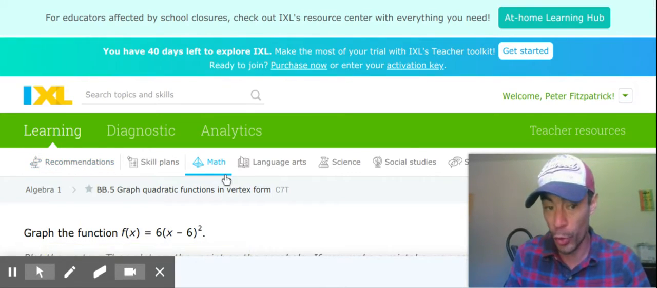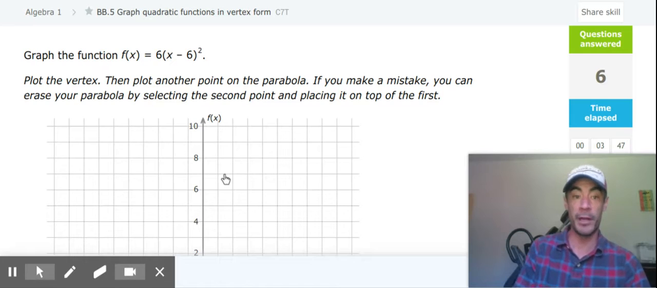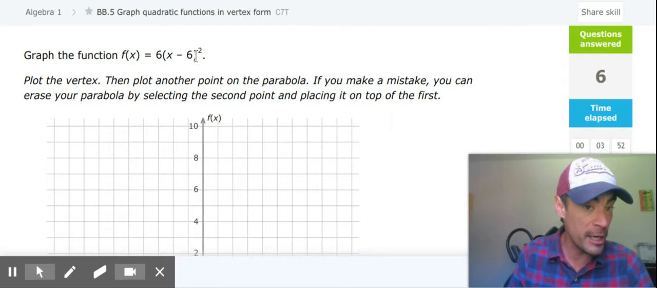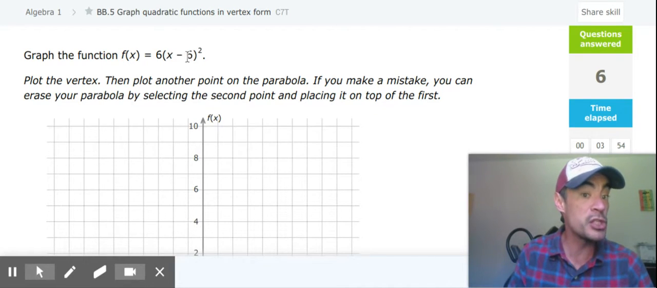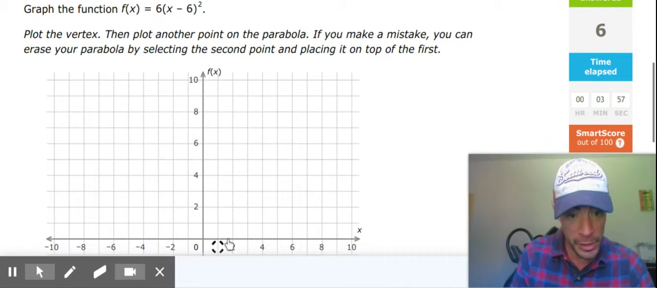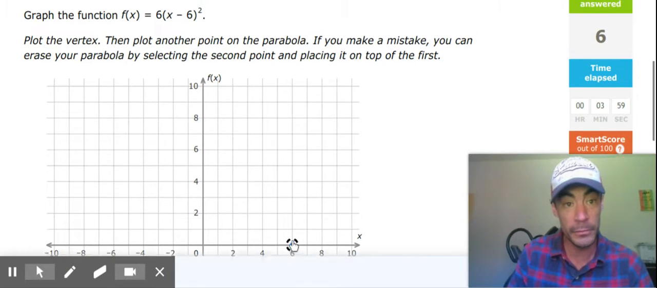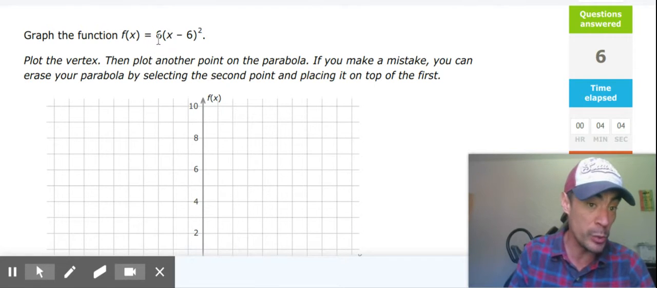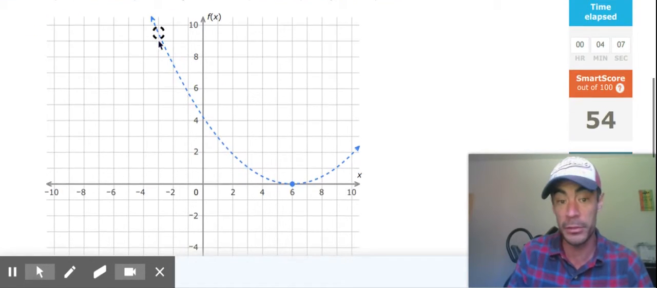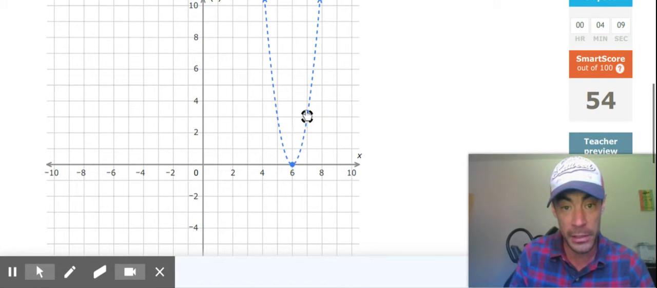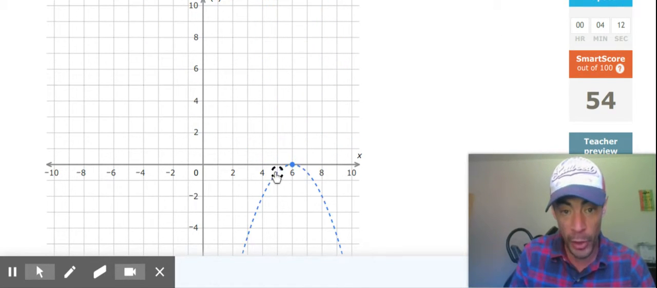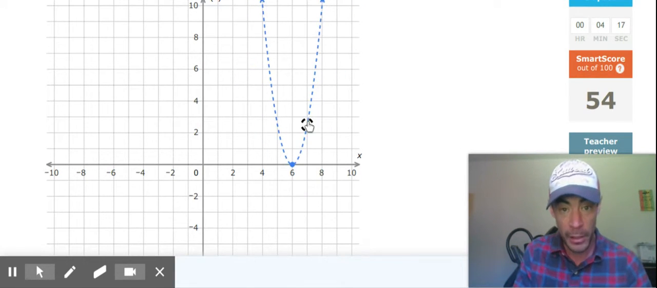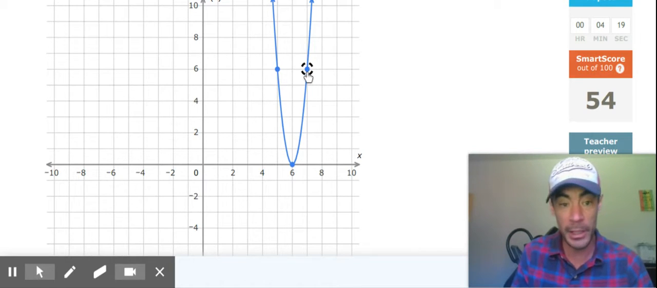Okay, I want one where they do a horizontal translation, and here we go. We finally have one. X minus h tells me that the h value is a positive 6. This translates the vertex 6 to the right. And there's also a positive 6 for the a value. So it's still opening up, but there is a vertical stretch by a factor of 6. So instead of going over 1, up 1, we're going over 1, which happens to be at 7, up 6. Okay, let's just do one more.